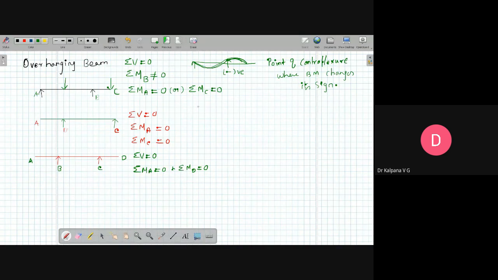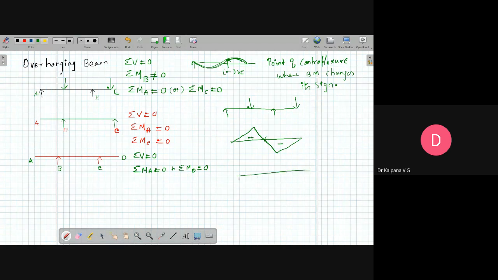I can draw simply the bending moment diagrams for different combinations of loading for an overhanging beam. If it is subjected to a point load like this, the simple bending moment diagram is load into distance, a triangle. So from here going like this you will be having a triangular portion. This is the point where the bending moment changes its sign, so this will be the point of contraflexure.